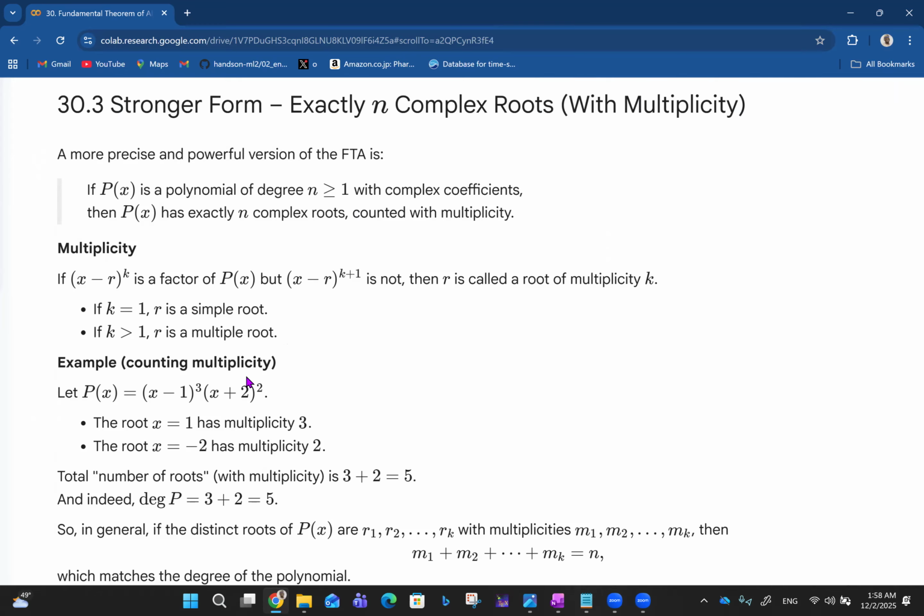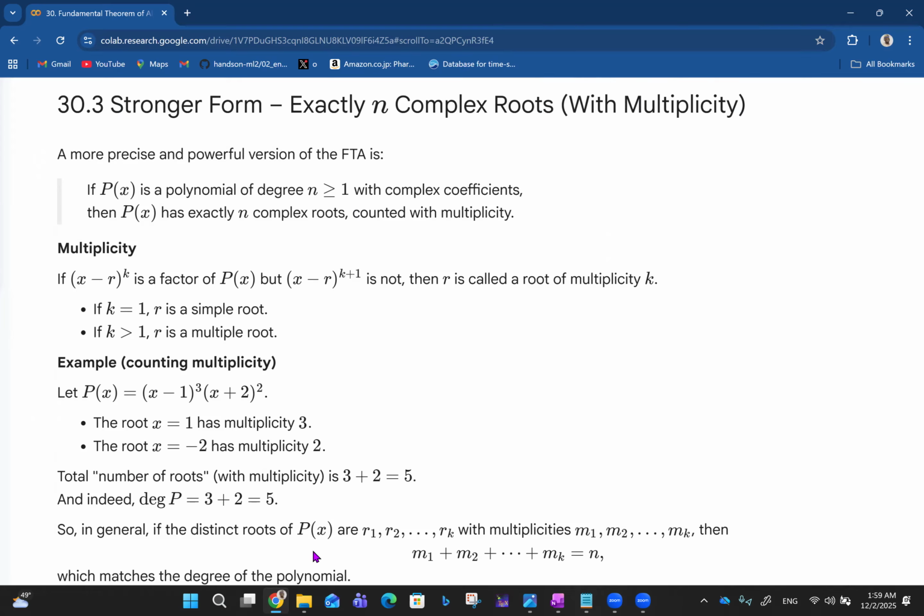So, an example, counting multiplicity. Let p of x be (x minus 1) raised to the power 3 times (x plus 2) squared. The roots of this polynomial are x equals 1 with multiplicity 3 and x equals minus 2 with multiplicity 2, because of the powers on top of them. So the total number of roots with multiplicity will be 3 plus 2, which is 5. If you count 1 three times and minus 2 two times, the total should be 5, because the overall degree of this polynomial is 5, adding 3 and 2 together, right? And indeed, the degree of p is 3 plus 2, which is 5.